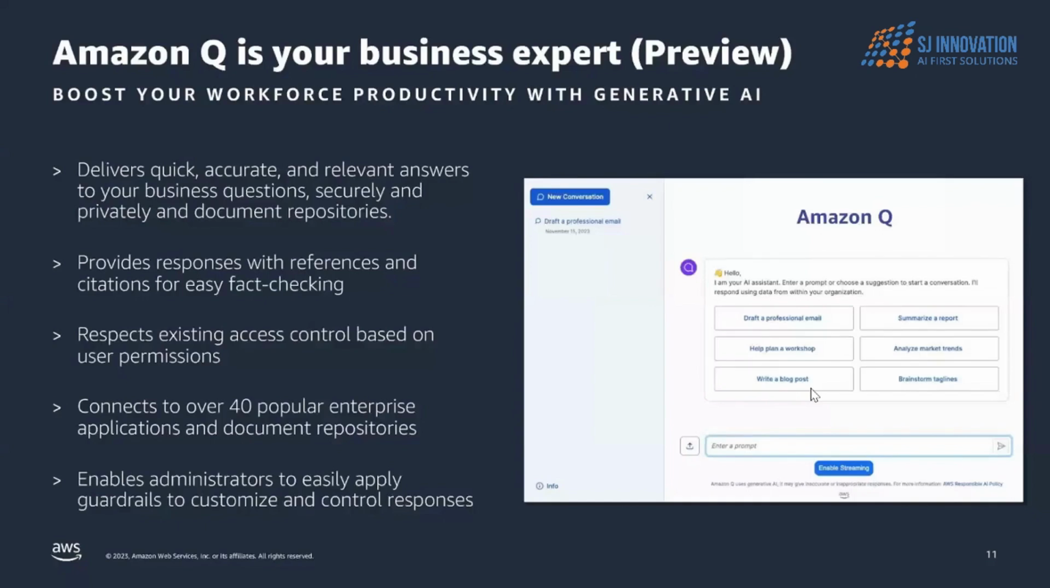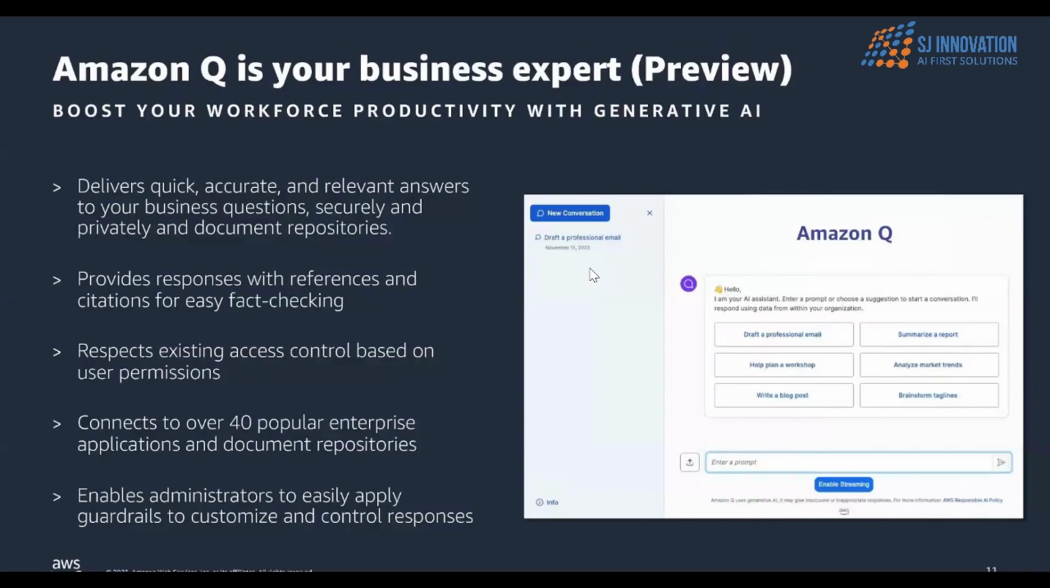It connects to 40 popular enterprise data sources. Basically, it means that there are over 40 third-party integrations available with Amazon Q. Like it can be S3, Atlassian Confluence, Jira, Salesforce, and Slack, as I mentioned. Then other data sources like Google Drive and all. So all these connectors are available so that you can easily connect your data sources with Amazon Q.